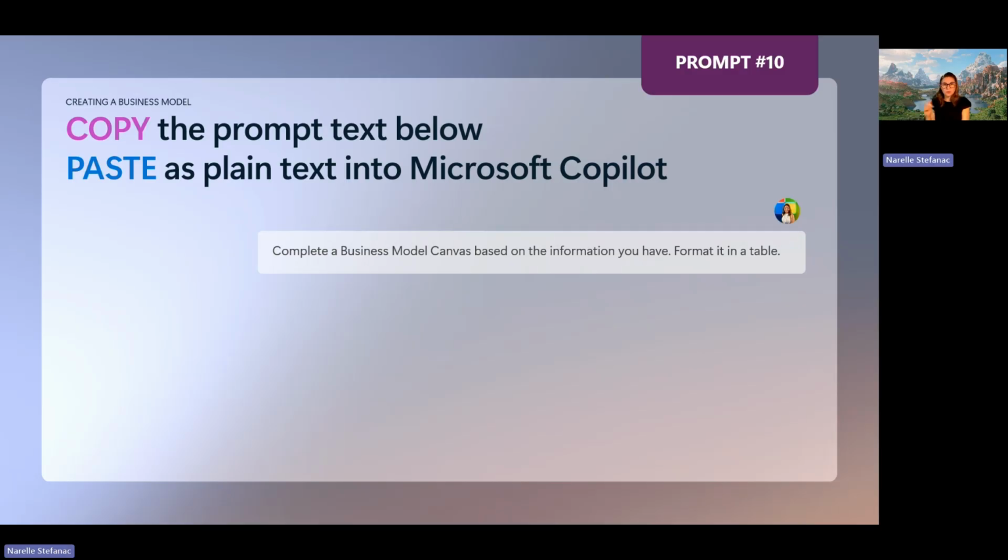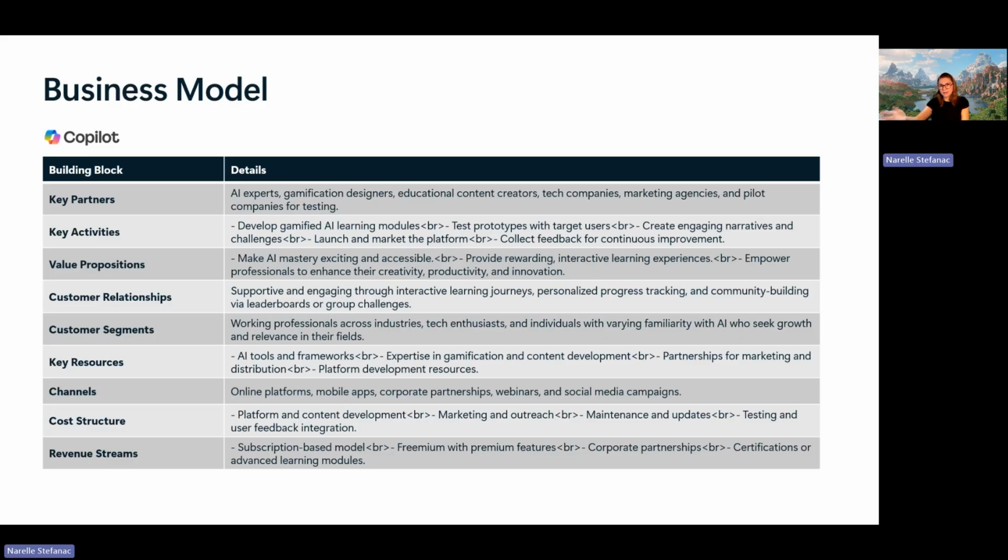Copy this in your workbook and paste it into Microsoft Copilot. It will send you back a table. So make sure you count the columns, count the rows, and drop your information in. But it'll give you largely these building blocks.